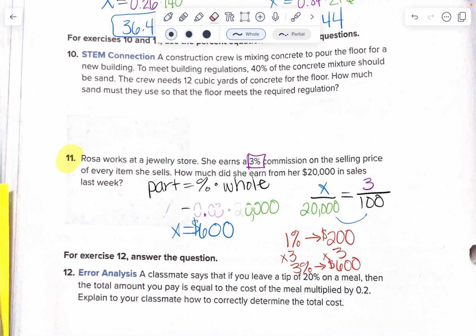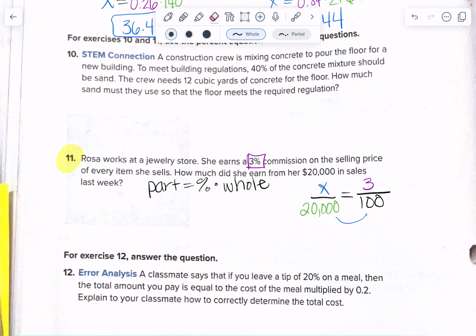And if we look at number 11, I'm going to erase what I had already. First step to a word problem, read it. Rosa works at a jewelry store. She earns a 3% commission on the selling price of every item she sells. How much did she earn from her $20,000 in sales last week? So first thing, always look for a percent. In this case, we have a percent, 3%, but I want that in its decimal form, times my whole. My whole here is the $20,000 in sales. We multiply that, and when we do, we get 600, and that 600 represents the amount of money, so $600 that Rosa earned.